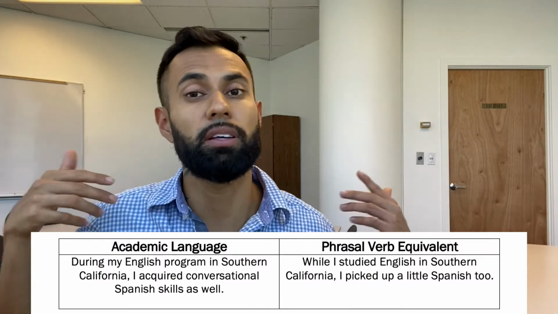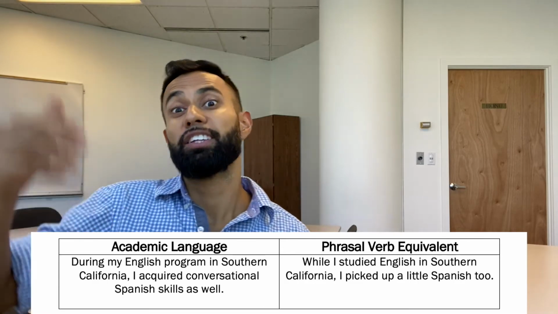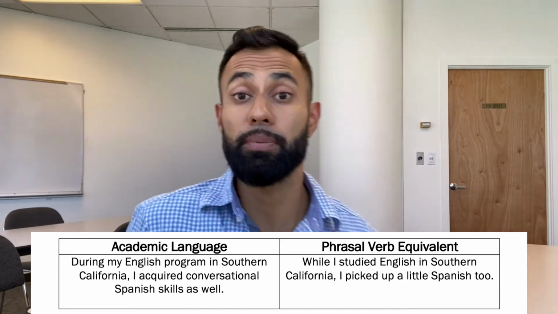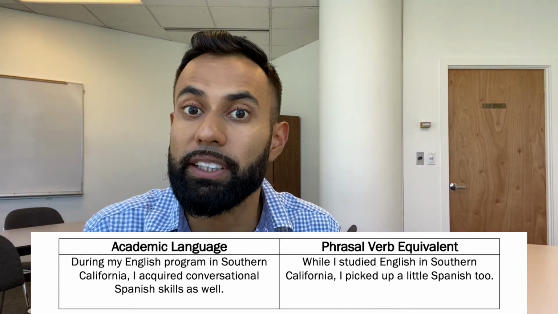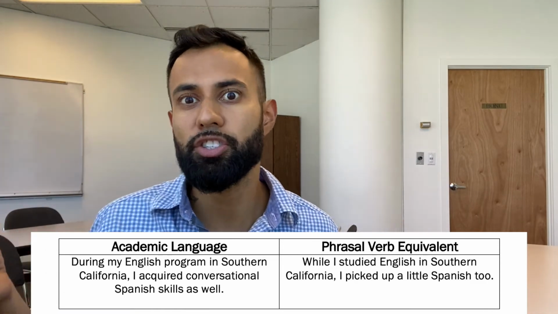Here's an example of a sentence using a phrasal verb, and then a formal example. Here's an example of formal English using advanced vocabulary. And then another sentence, same meaning, but instead of that advanced vocabulary, we're going to use a phrasal verb. During my English program in Southern California, I acquired conversational Spanish skills as well. Tranquillo, pero sola. Okay, same example, here it is informally. While I studied English in Southern California, I picked up a little Spanish too.